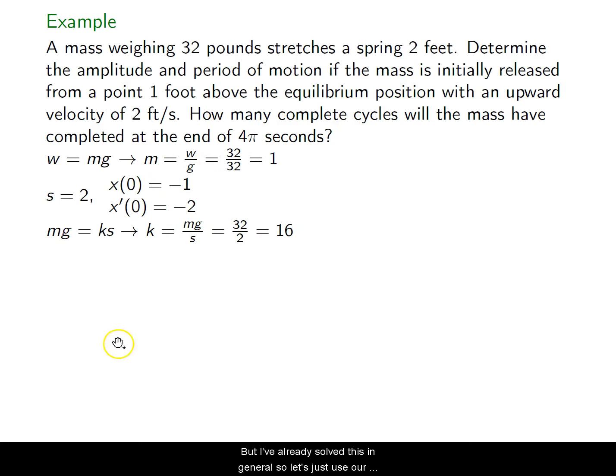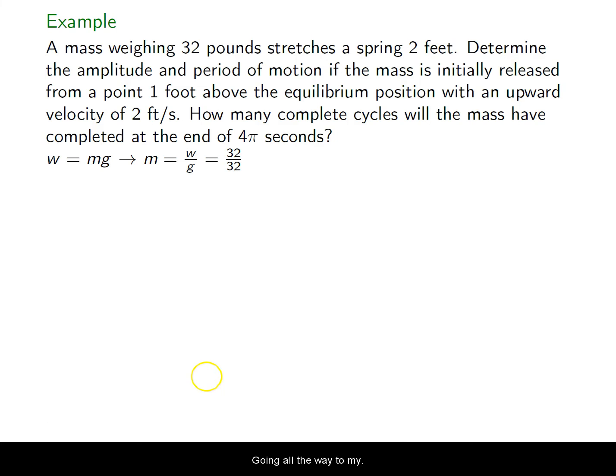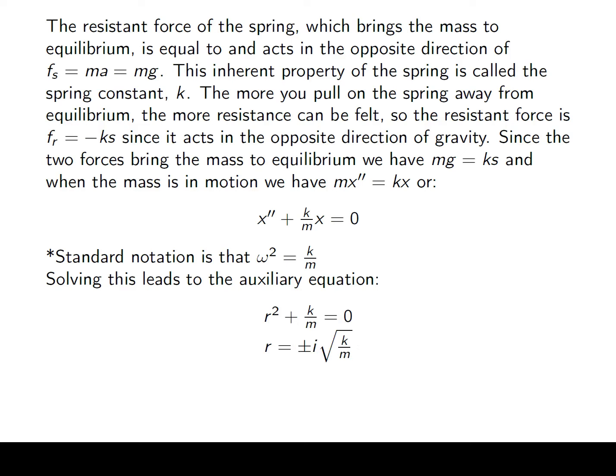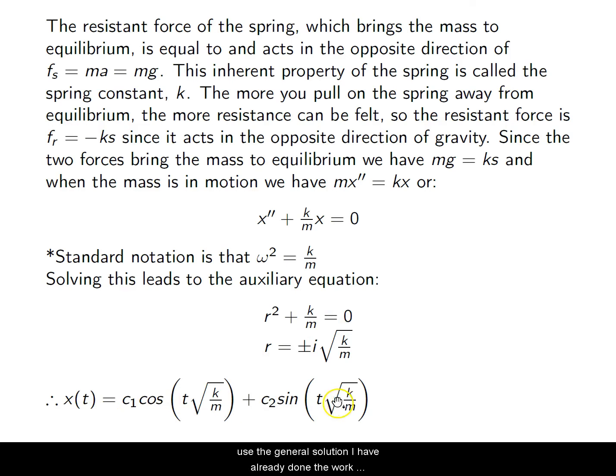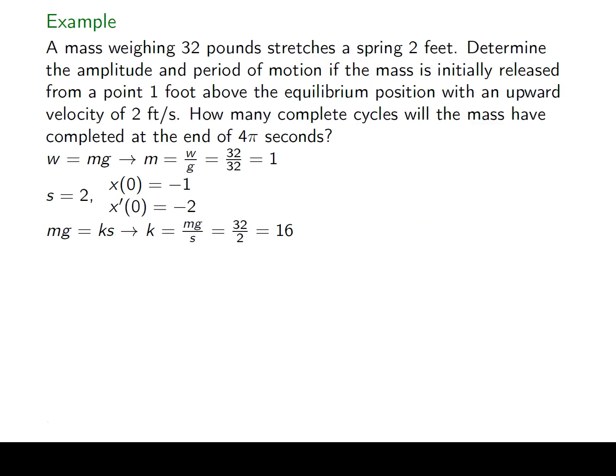But I've already solved this in general, so let's just use our general equation, because I've already solved all this, right? So again, C1 cosine t times the square root of k over m. So I can go straight here instead of going all the way through the work, since I've already done it in general. I'm just going to use the general solution for all of these cases. It's up to you how you want to do that, but that's what we chose to do here, right?